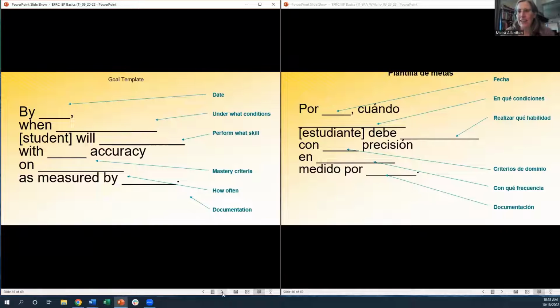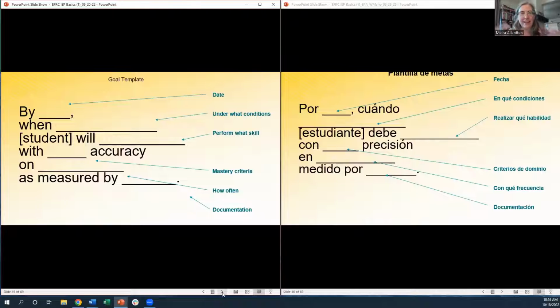So it could be when given a calculator, my child will be able to add a 2-digit number to another 2-digit number and compute the correct answer at least 80% of the time on 4 of 5 occasions as measured by tests. That could be a goal. But it has to have those components. And again, my other parent-to-parent tip is that we often say, as measured by teacher records.